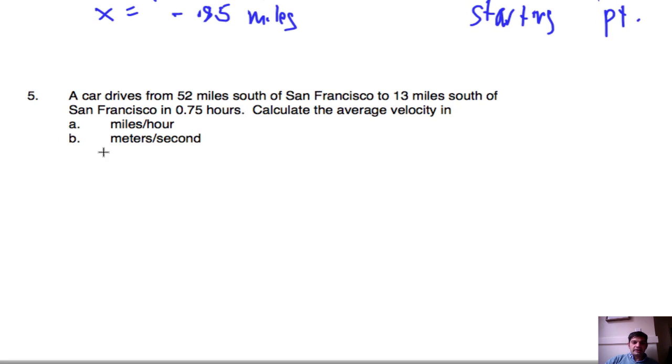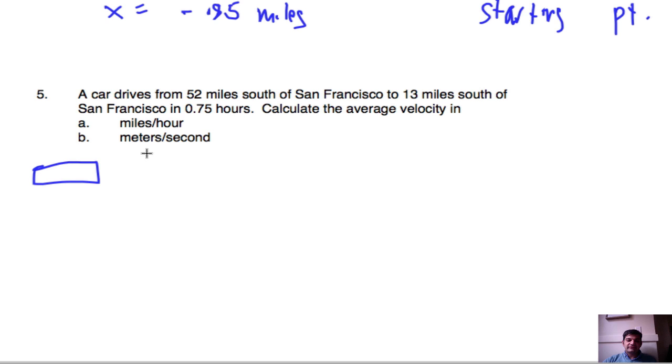Now, here, the car drives from 52 miles south of San Francisco to 13 miles south of San Francisco in 0.75 hours. And we want to get the average velocities. Here's the city of San Francisco. And we're here. We wind up here. And we're 52 miles south, and we wind up 13 miles south. And again, south is negative, so we have negative 52 to negative 13.